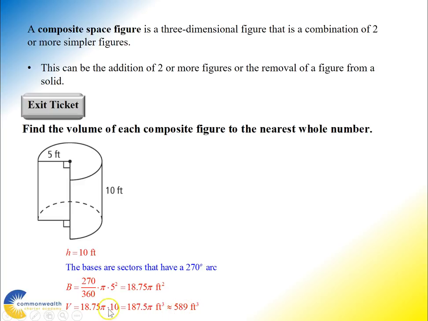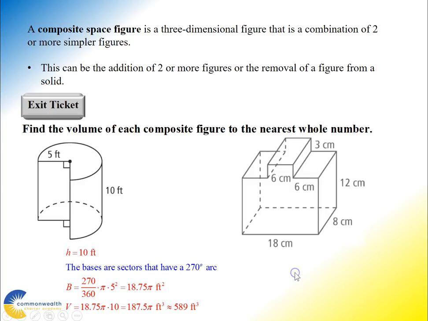And the area of the base is going to be about 18.75 pi square feet. And I leave it in terms of pi, at least for the calculation here. I don't want to round at this point. The volume is just going to be that area of the base times the height, which is 10. So it'd be 187.5 pi cubic feet, which is about 589 cubic feet.